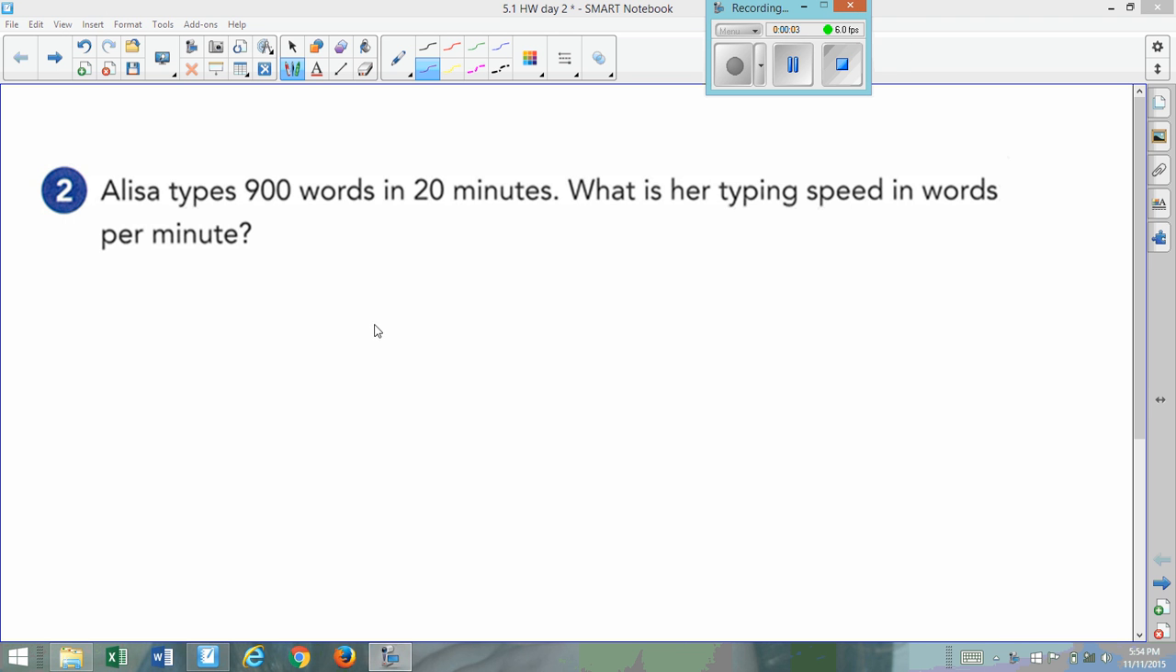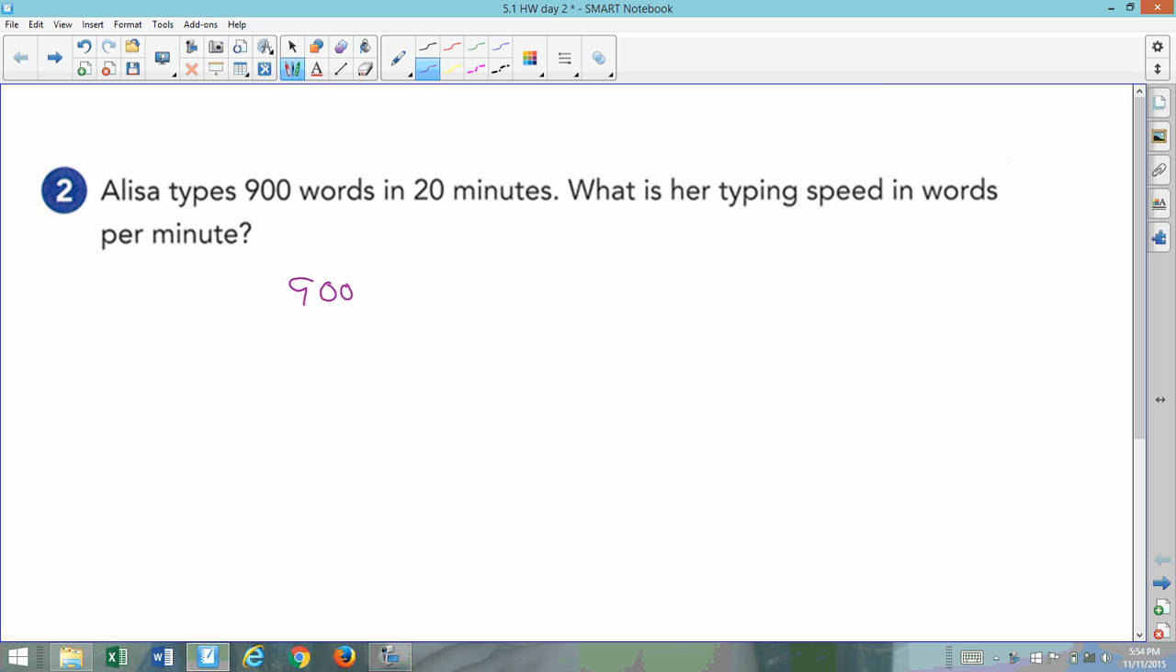Okay, this is 5.1 homework day 2. Lisa types 900 words in 20 minutes. What is her typing speed in words per minute? That means we have 900 words in 20 minutes. We're trying to find how many words per 1 minute.